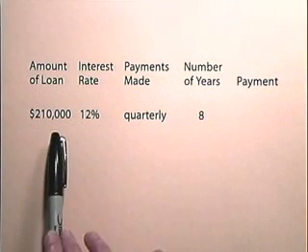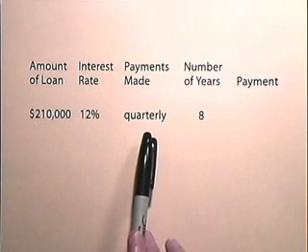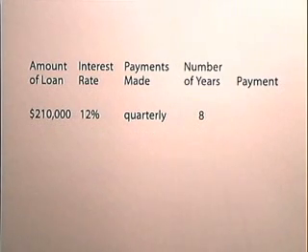We have a loan of $210,000, an interest rate of 12%, payments are made quarterly, and the number of years are 8. In order to do this exercise, you need to understand that personal property are items that can be moved from one location to another, but real estate is land and homes that cannot be moved. Let's find the payment necessary to amortize this loan.